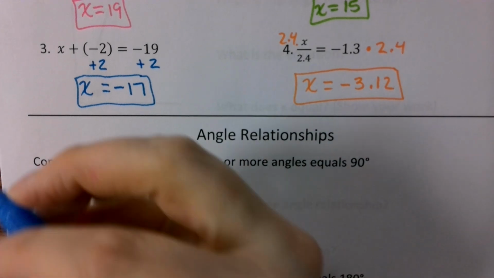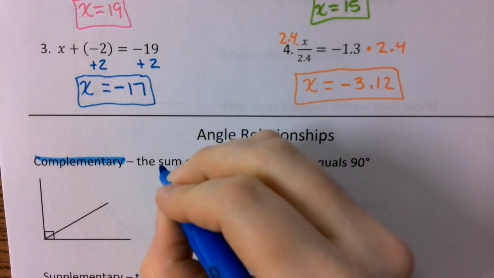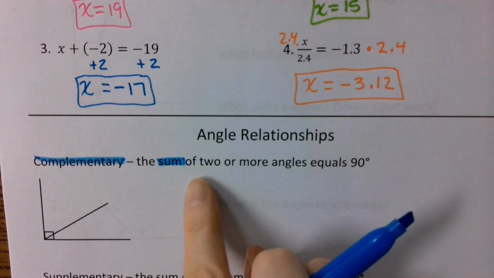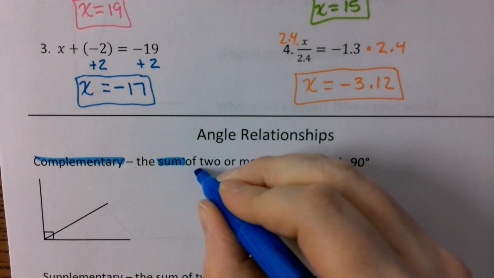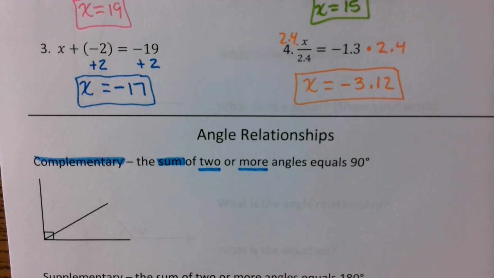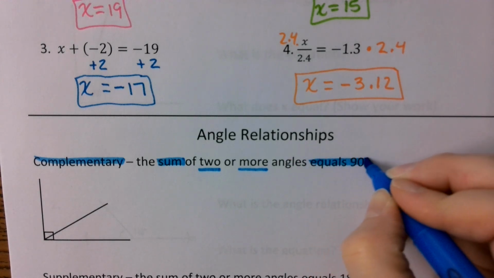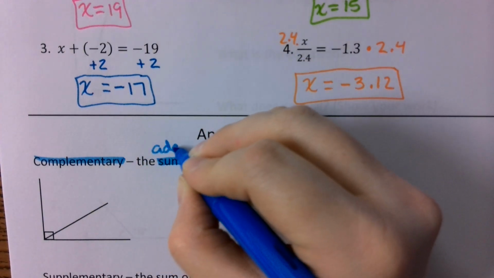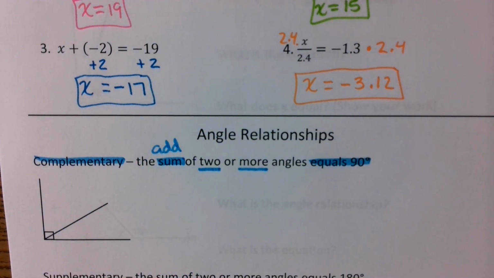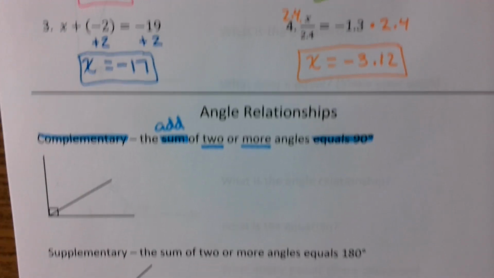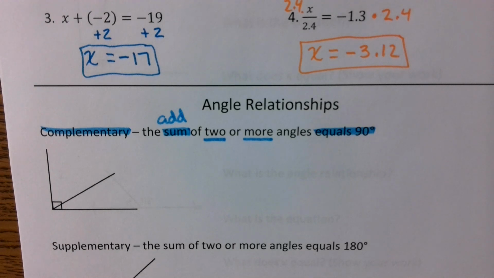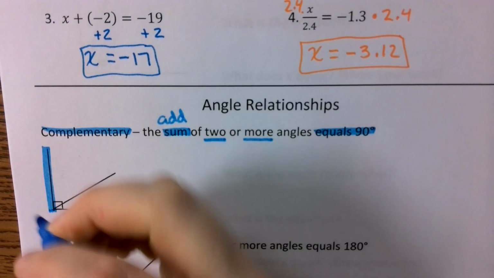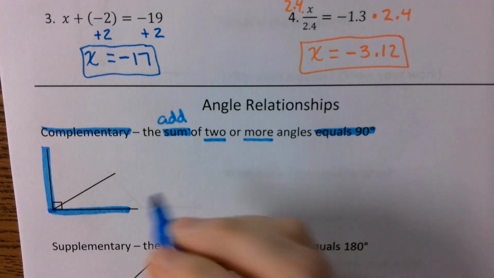If it's a complementary relationship, complementary angles mean that you're going to take the sum of 2 or more. It has to be at least 2, but it could also be 3, 4, 5, 6, 20 angles, and that sum has to equal 90 degrees. Now remember, a sum means that you're going to add them together. Taking the sum means that you are adding or combining them together. Now complementary angles are going to look like an L shape when they're formed together. It's because they're creating that right angle.